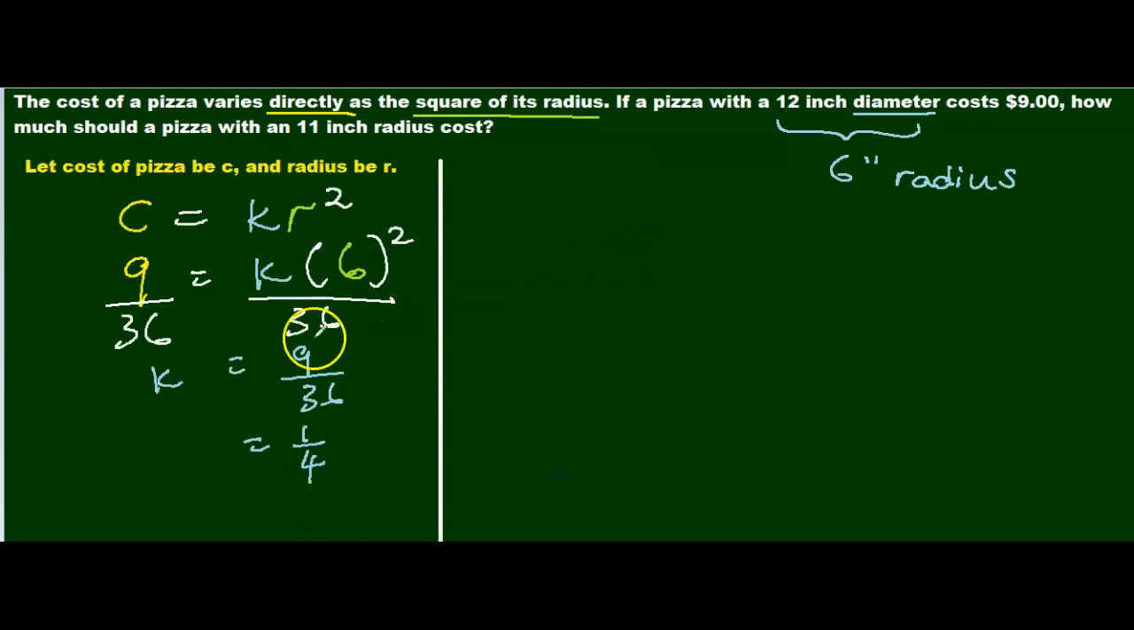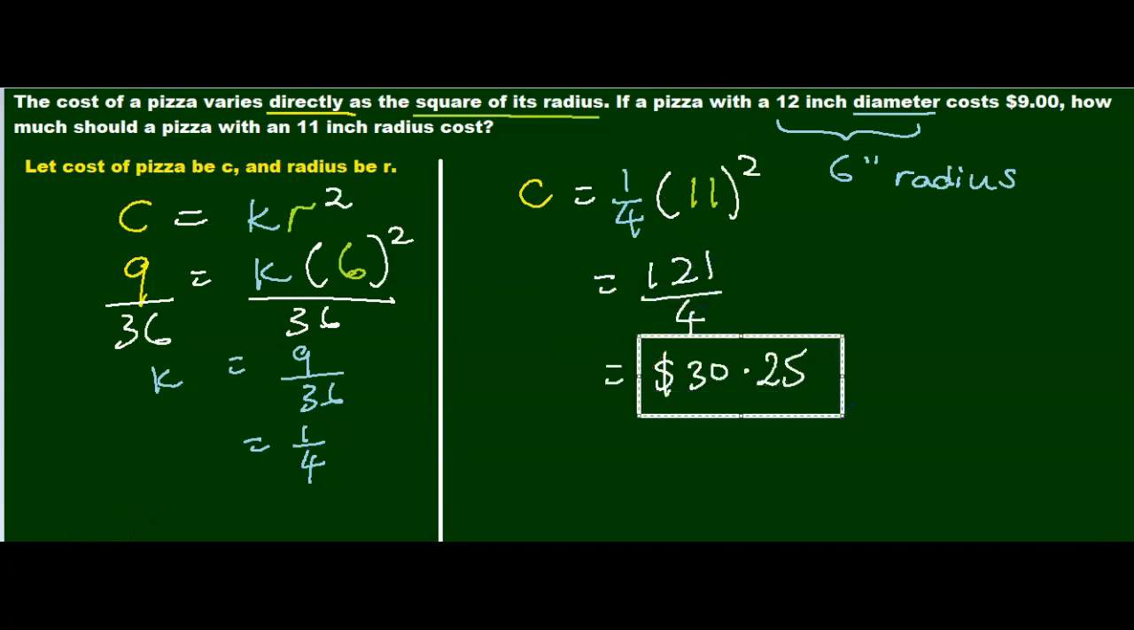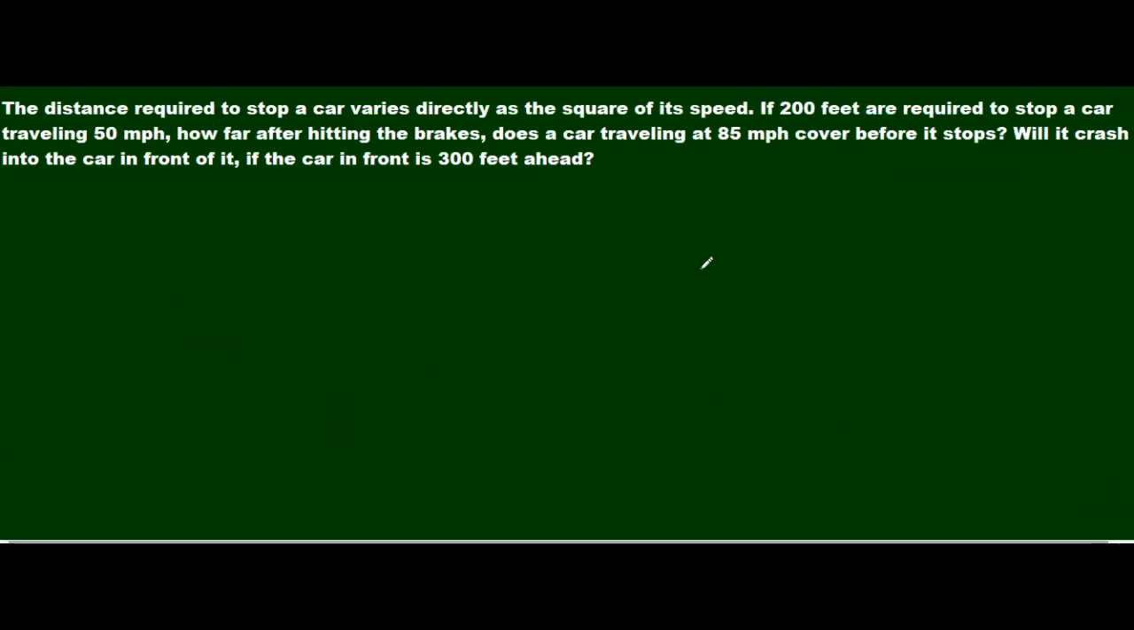Now that we've found our K, we can plug it back into the equation we set up and answer the question: how much should a pizza cost with an 11-inch radius? So our cost is what we want to find, so we can say that C equals, your K is now 1 over 4, and your R is now 11. That gives me 121 over 4, which gives me $30.25.